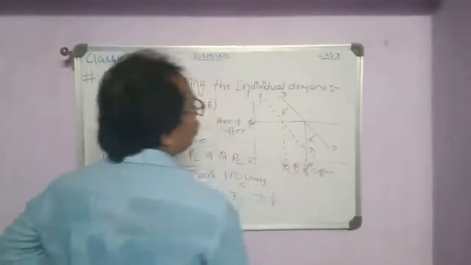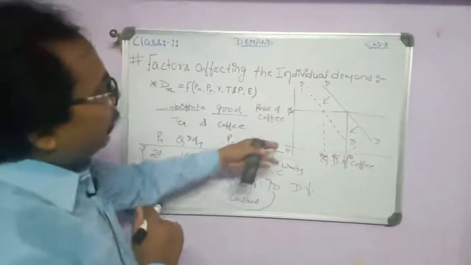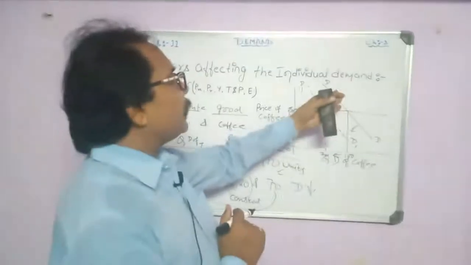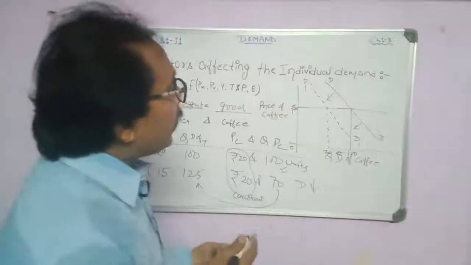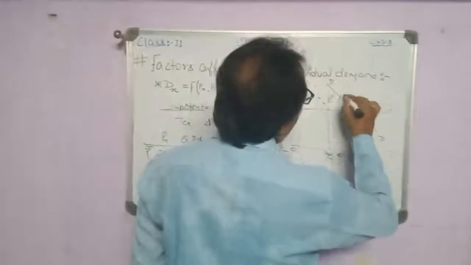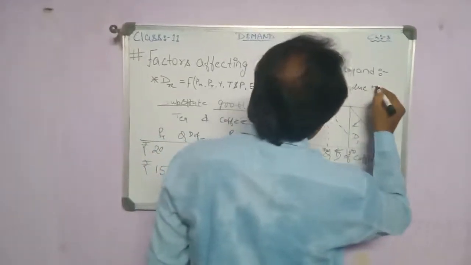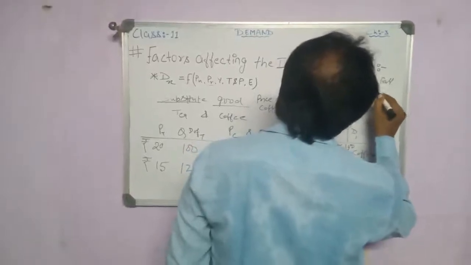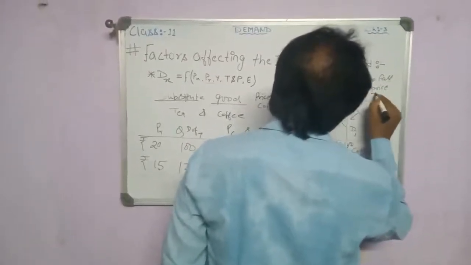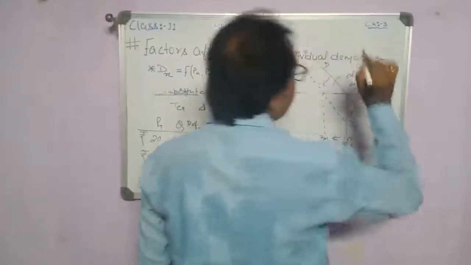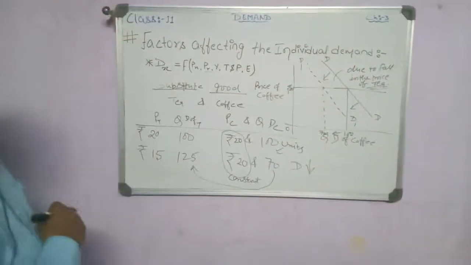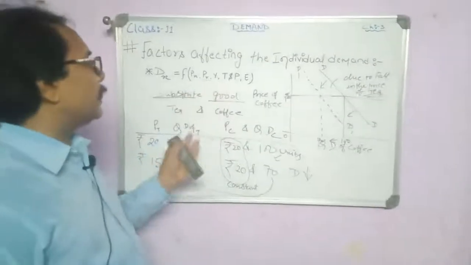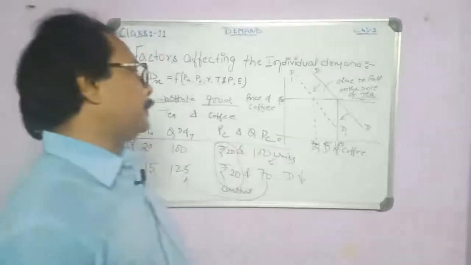Is it clear? So why did it happen? Although there is no change in the price, the demand of the coffee has declined. Why did it happen? It happened due to the fall in the price of tea. So it is essential to write here. Is it clear? So in this way we can say the price of related goods affects the demand.